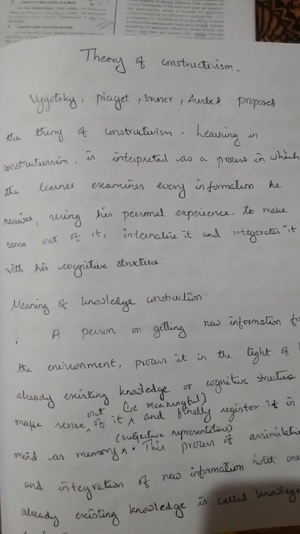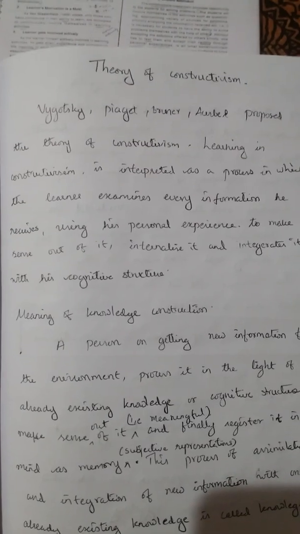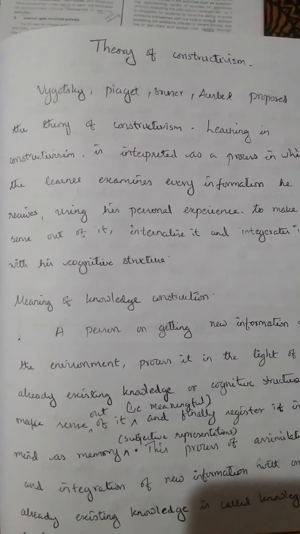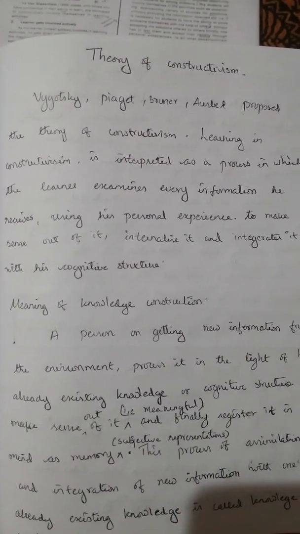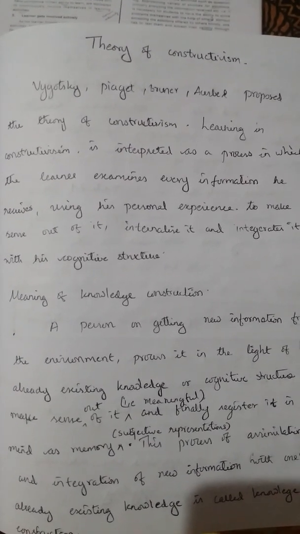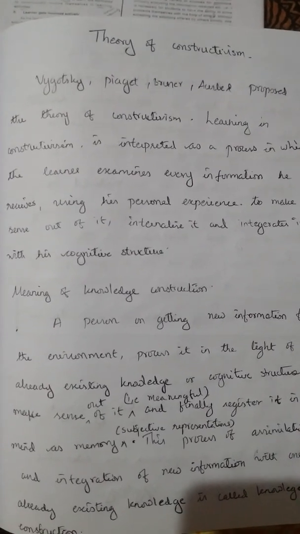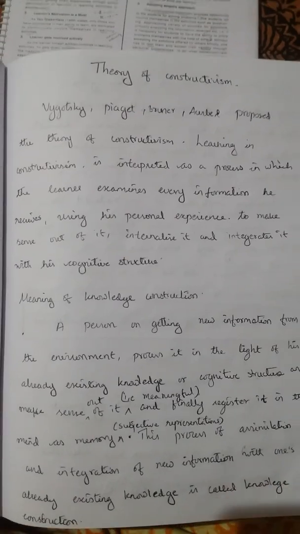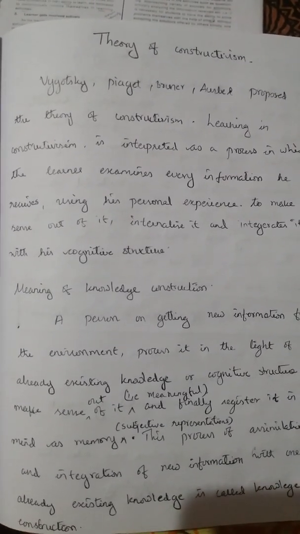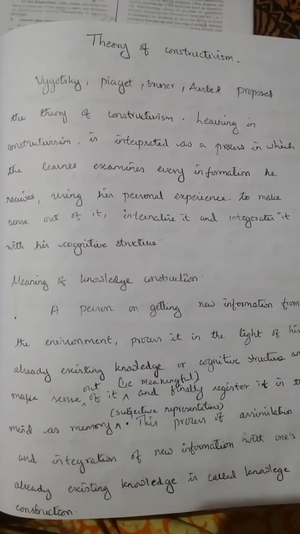In today's class, we are going to see about the theory of constructivism. Vygotsky, Piaget, Bruner, and Ausubel proposed the theory of constructivism. Learning in constructivism is interpreted as a process in which the learner examines every piece of information he receives using his personal experience to make sense out of it, internalize it, and integrate it with his cognitive structure.